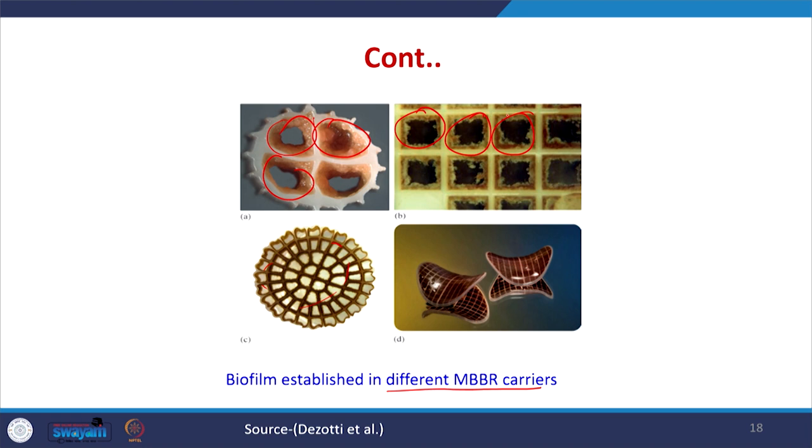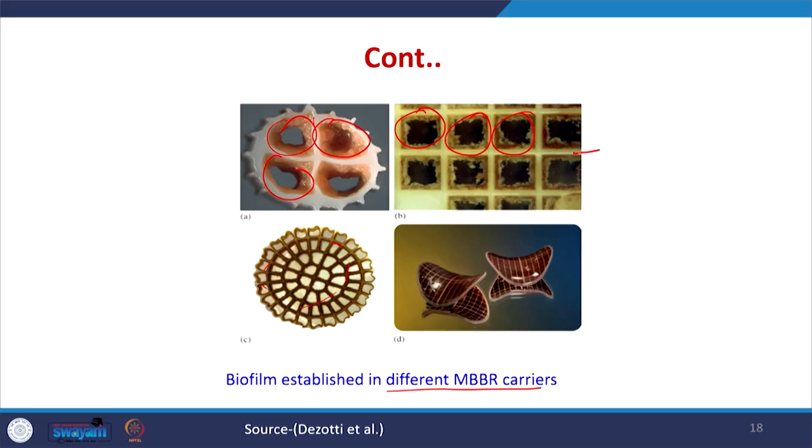Biofilms may grow differently depending upon the type of carrier, how the pores are exposed, the surface area of that particular carrier, and also the type of material, whether the biofilm can properly attach to this carrier material or not. Depending upon these various factors, pH may also affect performance significantly. So how the biofilm grows on the MBBR carrier essentially affects the overall performance of MBBRs.